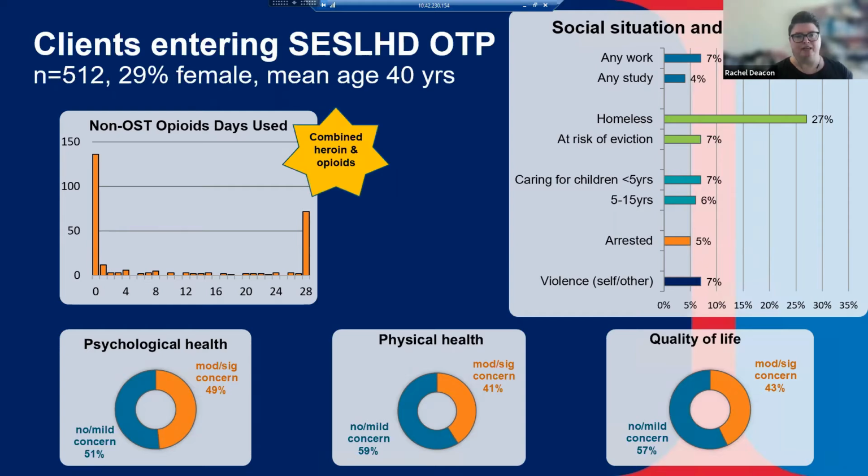For example, here, it was useful for us to see at a glance for this group how much overall non-OST opioids were used. So we combined heroin use days and other opioid use days into the one item. We also, just for brevity, combined the 2 violence items, either if someone had been violent or had violence inflicted on themselves. And the psychological, physical health and quality of life, we're now representing in terms of those 2 categories, whether a client has moderate to significant risk of concern in that area or no to mild concern.